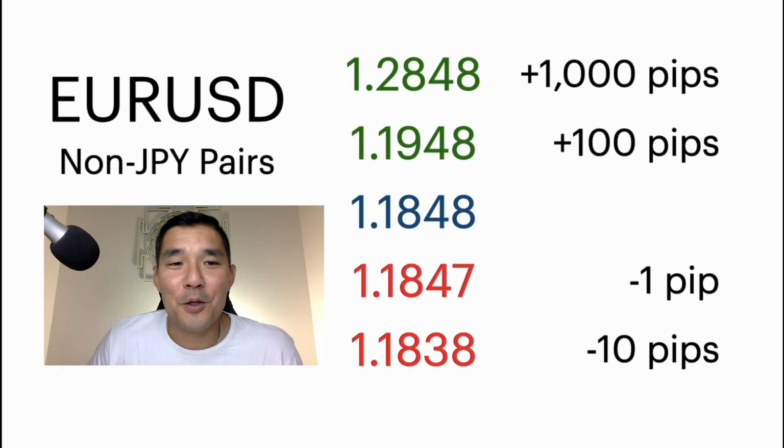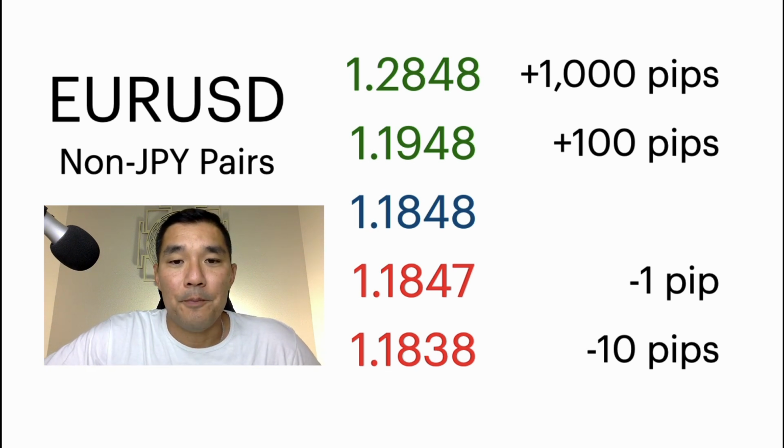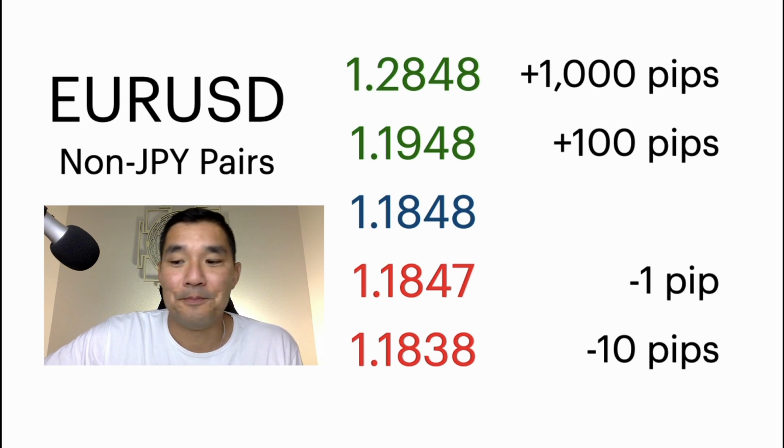Okay, so let's start with the Euro US dollar. This is a non-Japanese yen pair, obviously. So this is quoted out to 4 decimal places. And I've given you a few examples here. So let's look at the middle number because that's the current price of the Euro US dollar as this is being filmed. And then we'll take it from there.